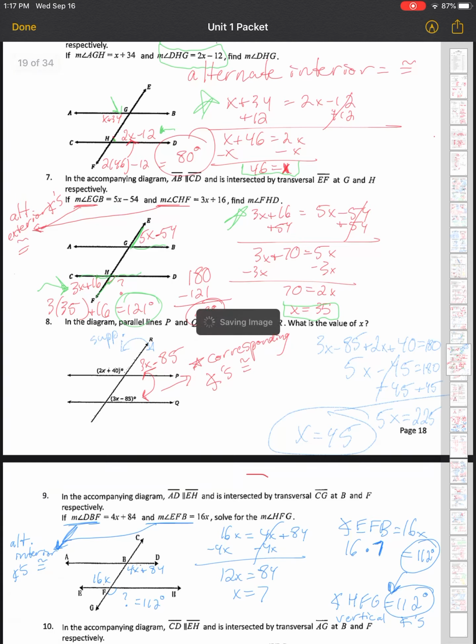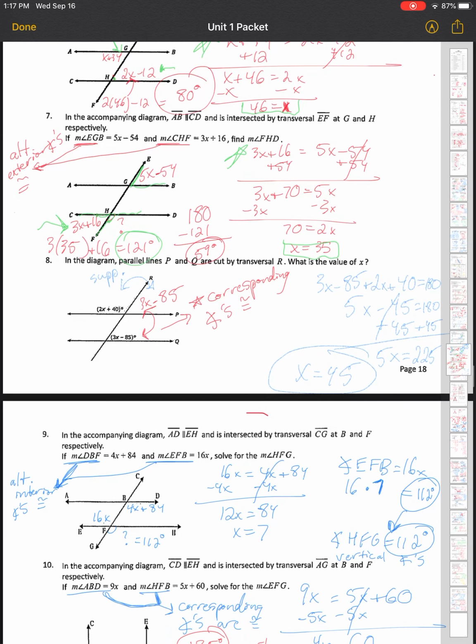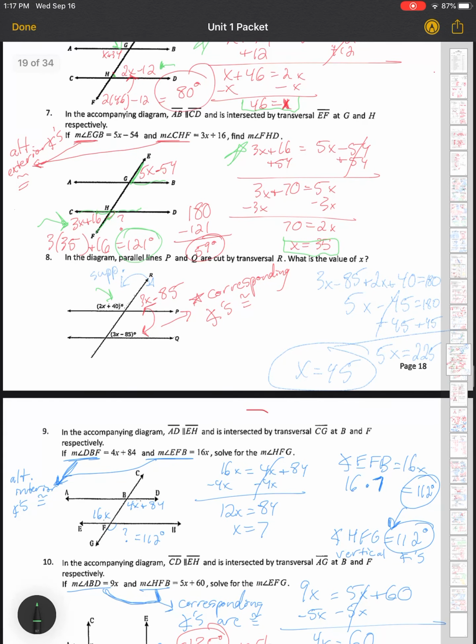For number 8, we are given parallel lines and given labels for this angle here and this angle here. We are trying to find the value of x. Now, we can't really do anything right away with these two. What we have to know is that these two are corresponding angles. So this angle is also 3x minus 85.